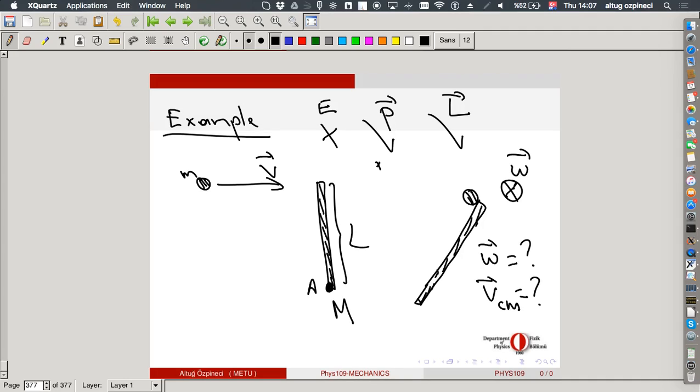You see, this A point is connected to Earth. So if you want to consider the free body system, the mass, the rod, and the Earth, of course the angular momentum would still be conserved. But we don't know what the Earth is doing. We wouldn't like to deal with Earth.